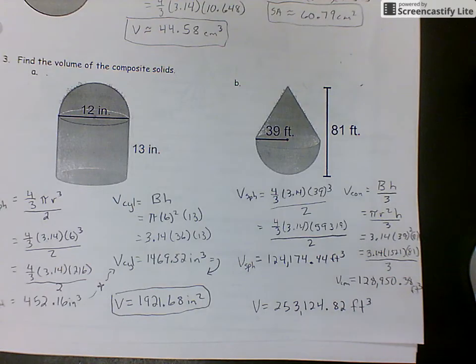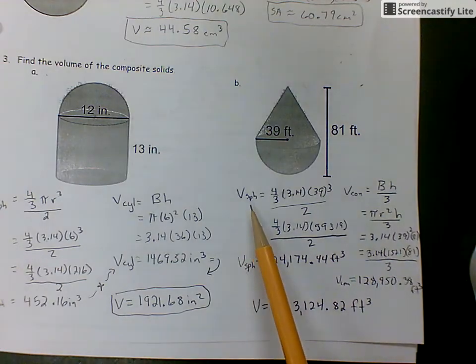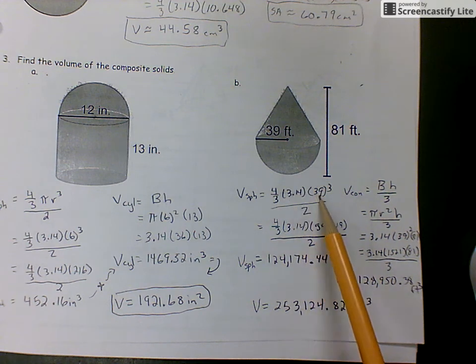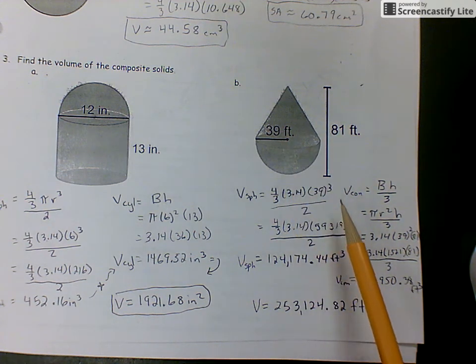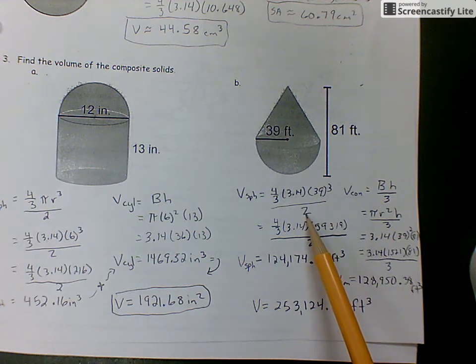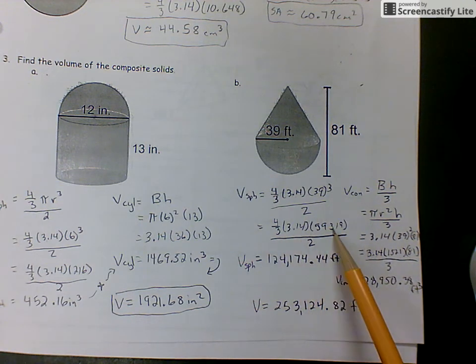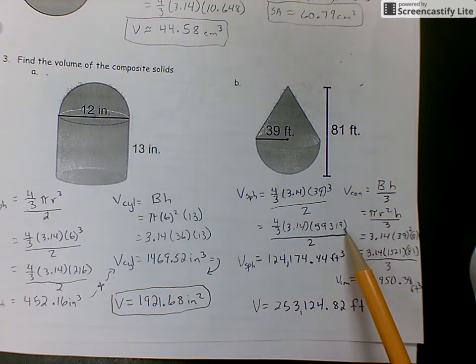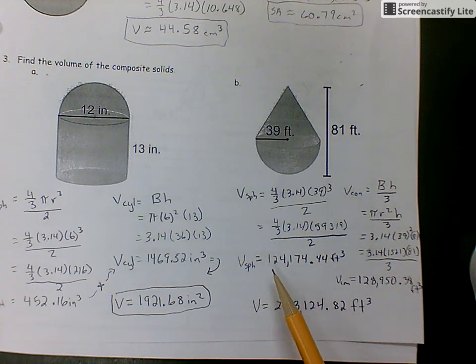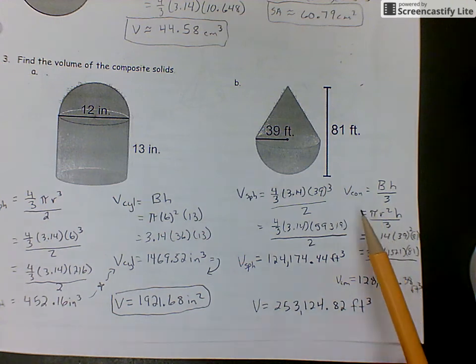All right, so hopefully you have the problem done. Once again, our two formulas, the volume of the sphere is 4/3 pi r, my radius is 39, cubed. And since it's just a hemisphere, you're going to divide by 2. 4/3 times 3.14. When you cube 39, you get 59,319. When you put all that in your calculator, you get 124,174.44 feet cubed. Then we want to do the volume of the cone.